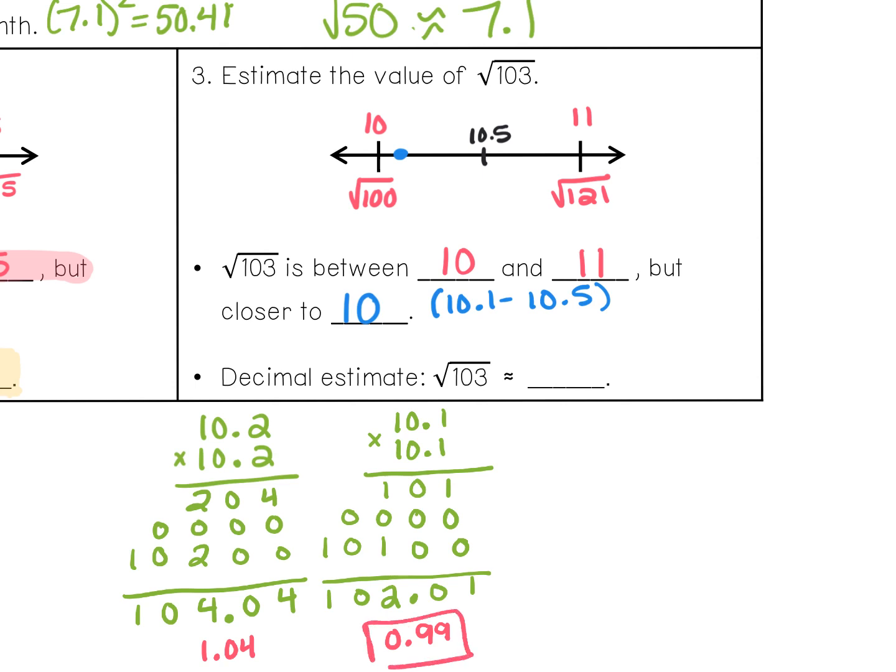Well, this gets me closer to that 103 that I need. So I'm going to go with 10.1. So the square root of 103 is approximately 10.1. So I found the department or the neighborhood, I found the aisle or the street name, and I found the shelf or the home address.